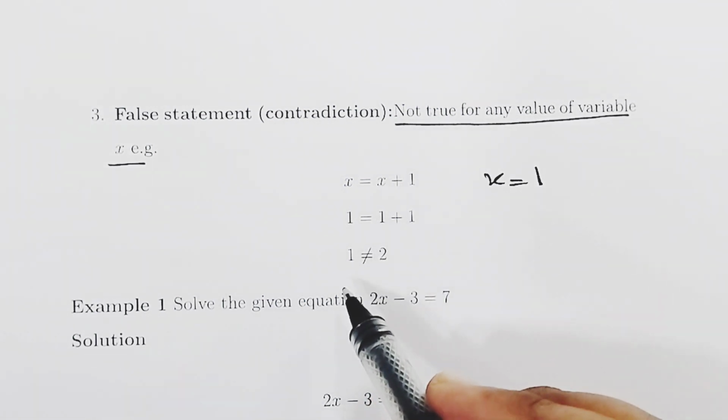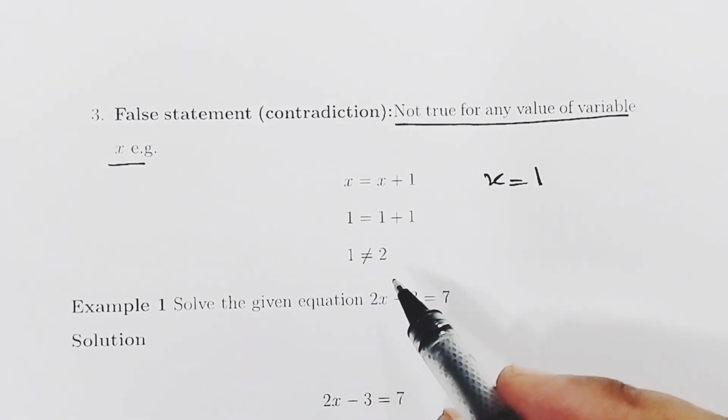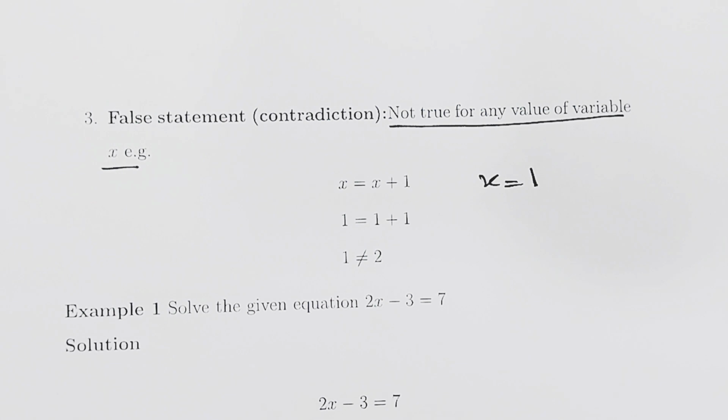Now dear student, tell me: either 1 is equal to 2 or 1 is not equal to 2. Everyone knows that 1 is not equal to 2. So this type of equation is called a false statement, because we do not get the same answer for this equation.